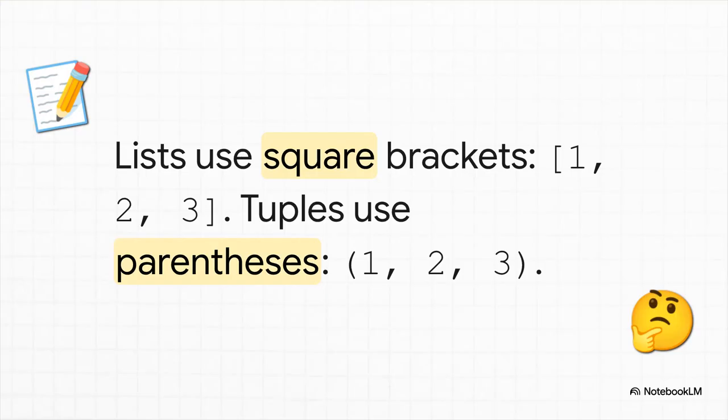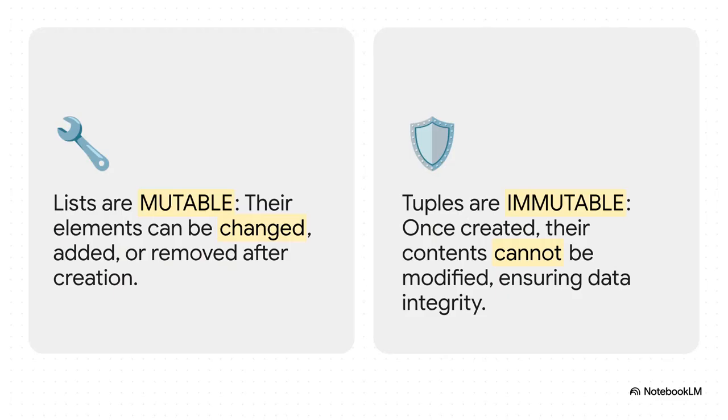I mean, syntactically, they are nearly identical. A list uses those square brackets, and a tuple uses parentheses. It's such a tiny difference when you're typing, but it results in a massive difference in how your program actually behaves. And right here, this is the heart of it all.